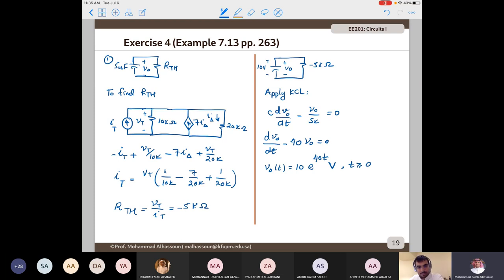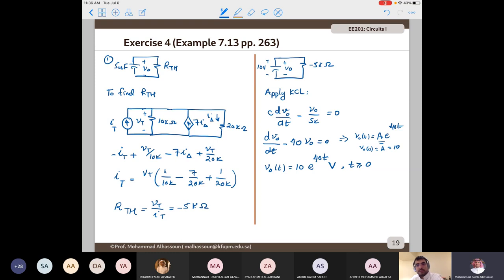So let's see what we have. In order to solve it, you need to assume the solution is something like this: v of t equals A e to the power 40t. So A is found by substitution. V of zero should be equal to A, and in this case should be 10. Okay, let's see what happens here. The voltage at t will keep increasing without any limit.